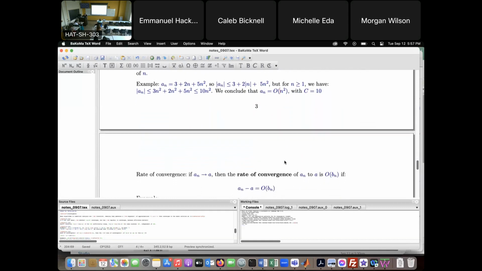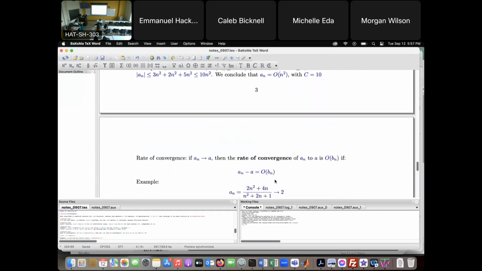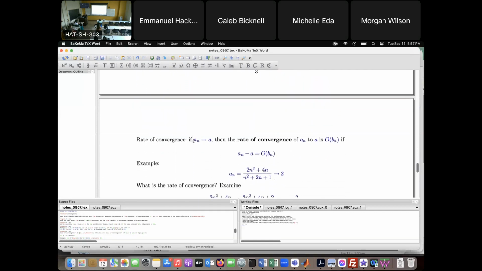So, big O notation can be used to describe what's called rate of convergence. Suppose we have a sequence and we know it has a limit, so a_n converges to a. Then, if a_n minus a, the difference between the sequence and its limit, is big O of b_n, then we say that big O of b_n is the rate of convergence of a_n to a.